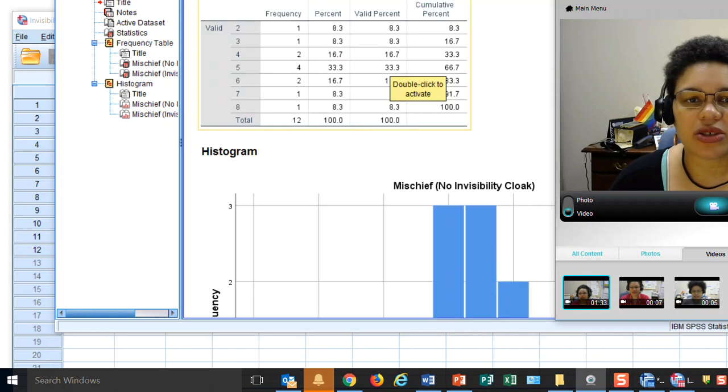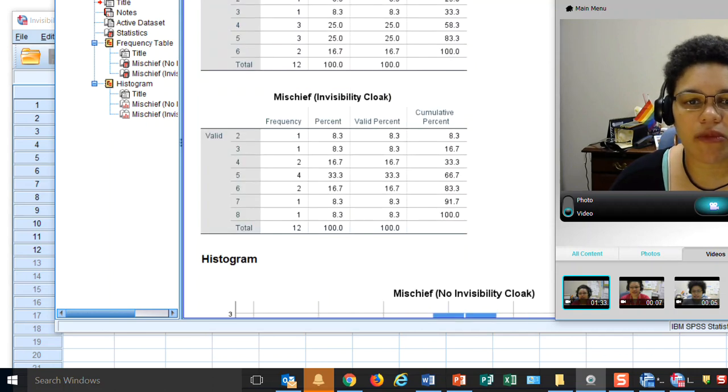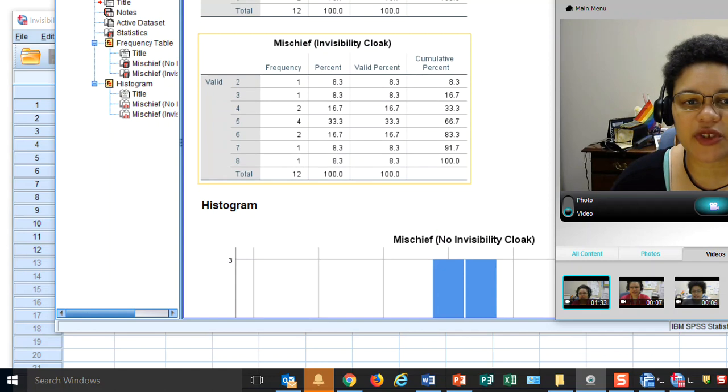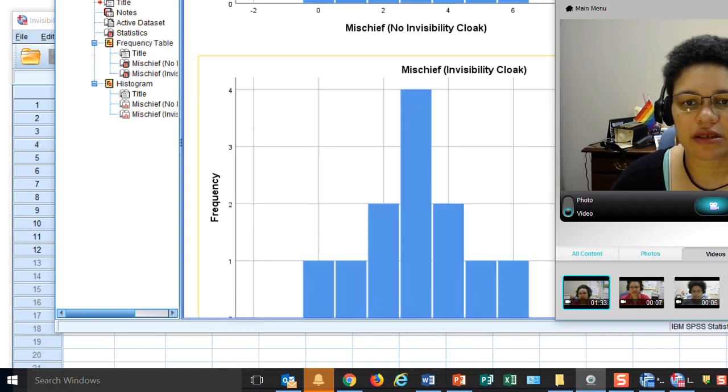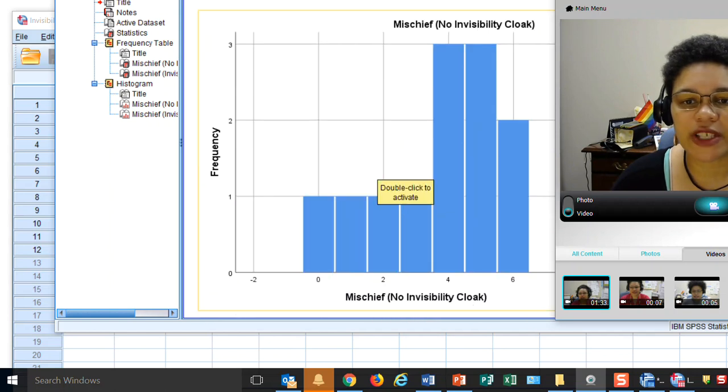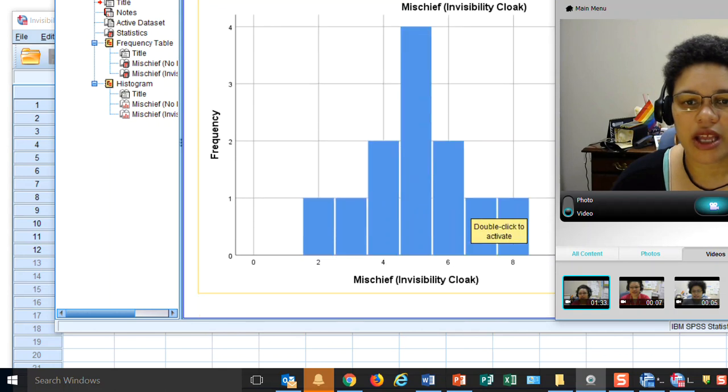Okay, so let's go back up. A similar thing is represented in this data here. Oh, wait, this is the no invisibility cloak condition. Okay, here's the invisibility cloak condition. It gave us two frequency graphs, two histograms. Okay, how about this? Is this normal or not normal?